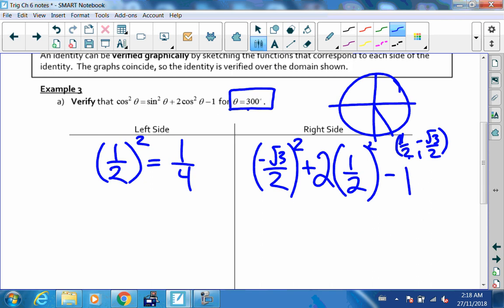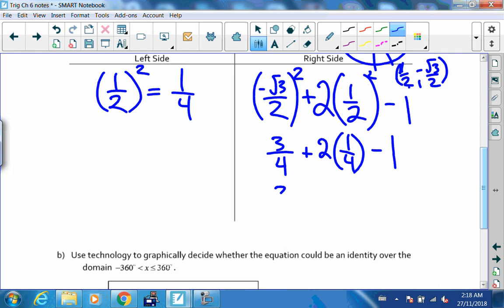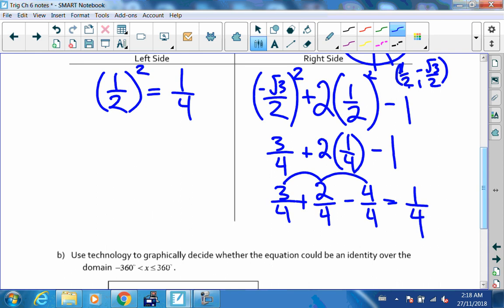And then minus 1. Okay, so hopefully we can now manipulate this. Negative root 3 squared is positive 3, so this is just 3/4. This one up here is going to be 2 times 1/4. And then this is going to be minus 1. Now, we could reduce that, but we don't want to because we want to really get everything to the same denominator. So this is going to be 3 plus 2/4 minus 4/4, right? 1 is just 4 over 4. So this becomes 5/4 minus 4/4, which is now 1/4.